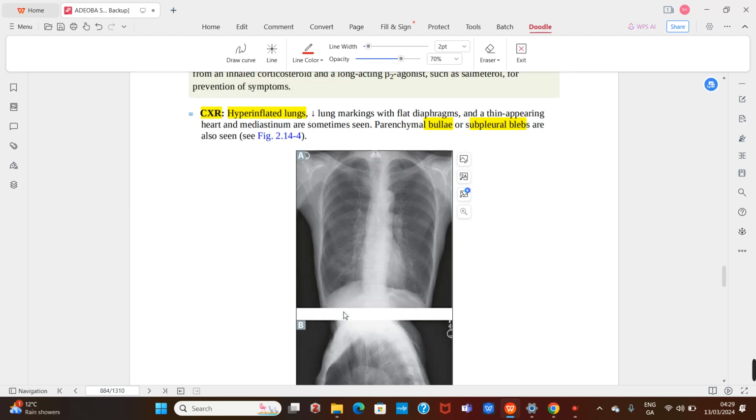And of course, from your symptomatology, you will know that this is not asthma you are dealing with. Exertional dyspnea, dry cough, no chest tightness. The age, they will tell you the person is smoking. You know that it is likely to be COPD and not asthma. So what is going to help you majorly is your clinical presentation, not your X-ray.